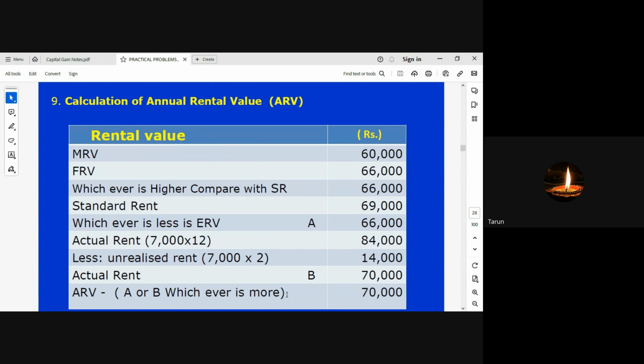When we compare the expected rental value, that is 66,000, and the actual rent value, that is 70,000, we have to take the higher value, that is the actual rent value of 70,000. That 70,000 is the annual rental value. So this is the pattern for the calculation of annual rental value, net annual value, or gross annual value. It is a very simple method to calculate these values.